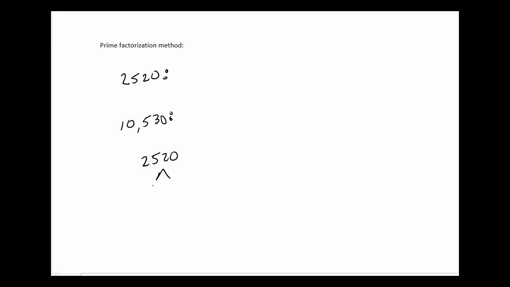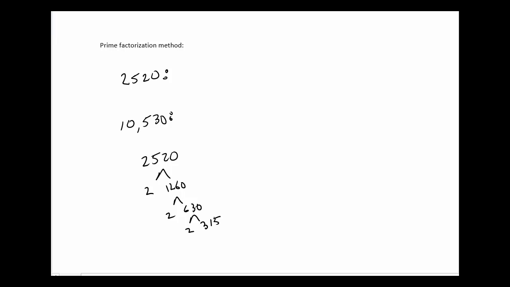what goes into what. Say I know 2,520, I can take out a 2, and then 2 and 1,260. And then I can take out another 2, and then, I'm sorry, 630. Looks like I can take out another 2, 315. Okay. And then I'm going to ask myself, does 3 go in there?